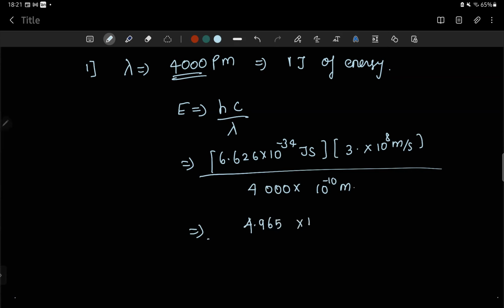4.965 into 10 to the power minus 19 joules. Meter, second will be getting cancelled. Final joules will come. But is that all? Is this the whole answer?